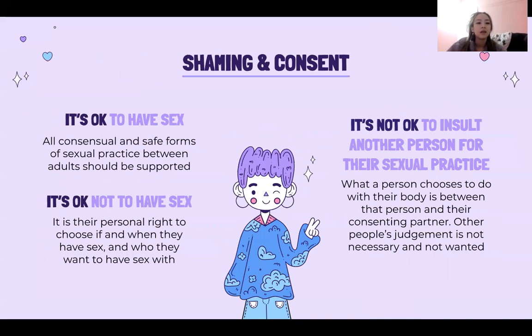Shaming and consent. It's okay to have sex. All consensual and safe forms of sexual practice between adults should be supported. It's okay not to have sex. It is their personal right to choose if and when they have sex and who they want to have sex with. It's not okay to insult another person for their sexual practice. What a person chooses to do with their body is between that person and their consenting partner. Other people's judgment is not necessary and not wanted, as long as people, obviously at the legal age, engage in sex and enjoy it wisely, responsibly, and appropriately.